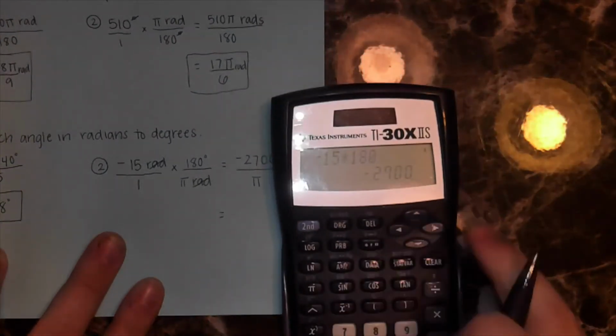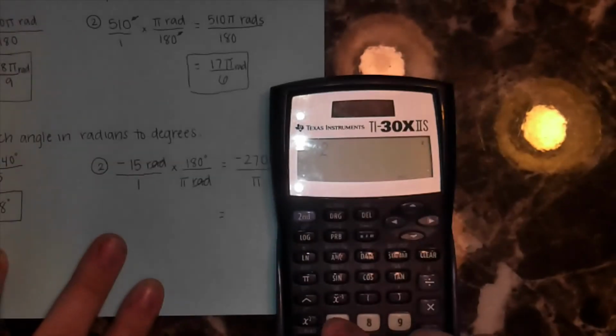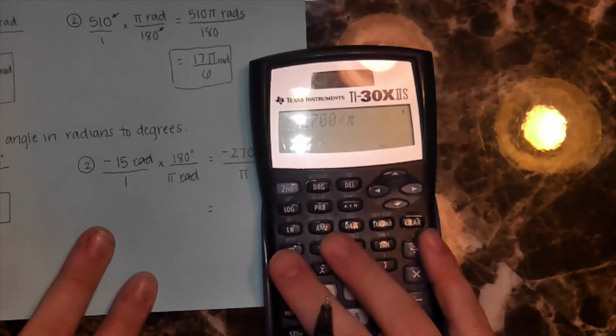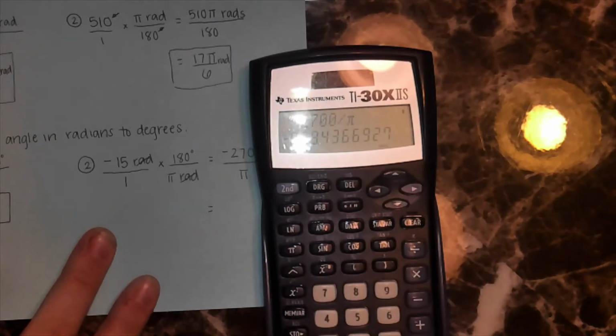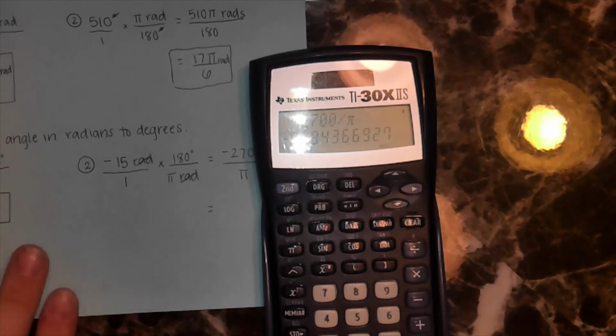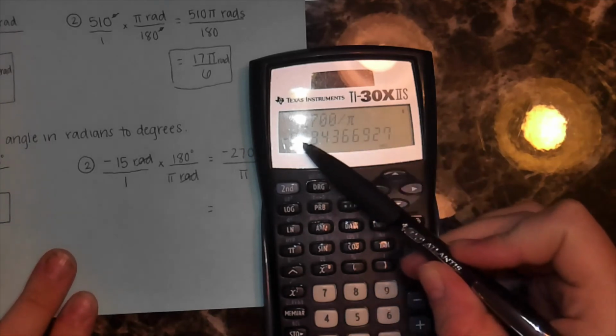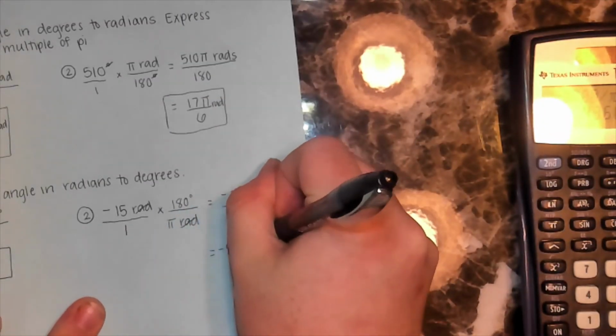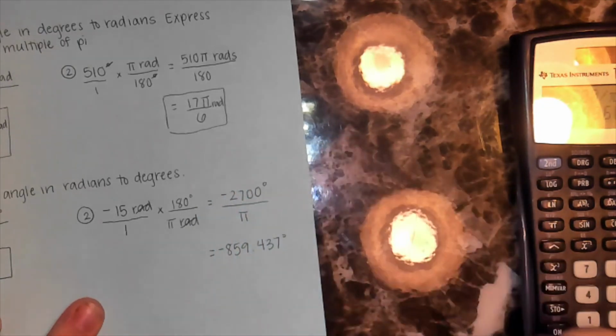And we simplify. So we take negative 2,700 and divide by pi. And we get a long decimal because pi is a never-ending decimal, but we will round. It didn't specify how it wanted us to round in this problem, so I'm just going to do 3 decimal places. So we're going to get negative 859.437. And that's still in degrees.